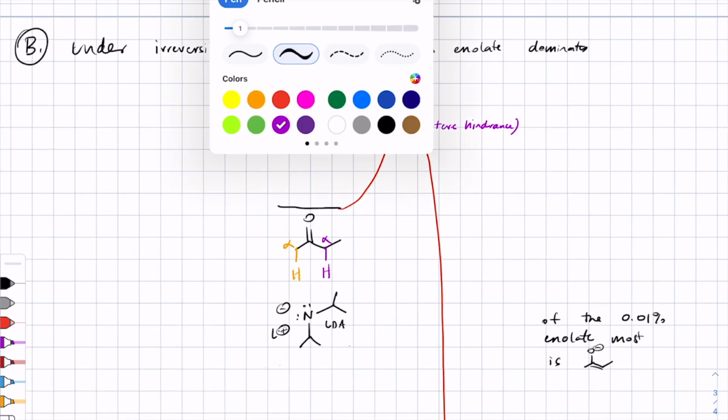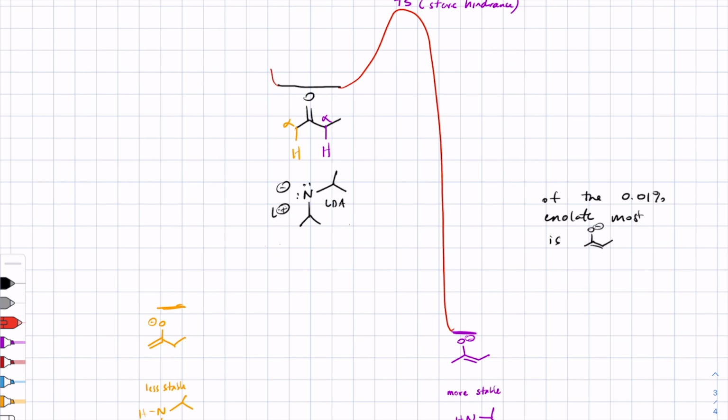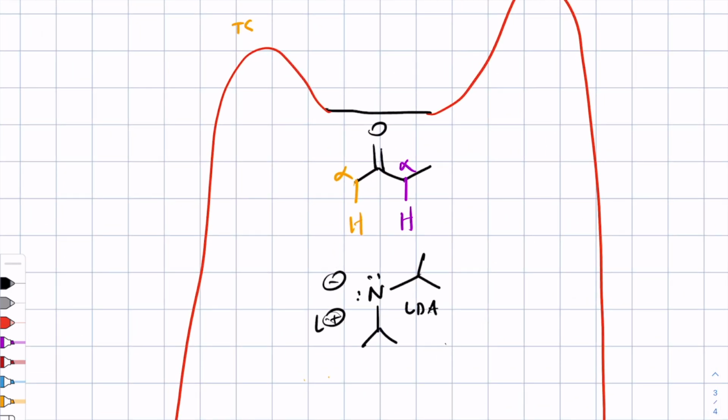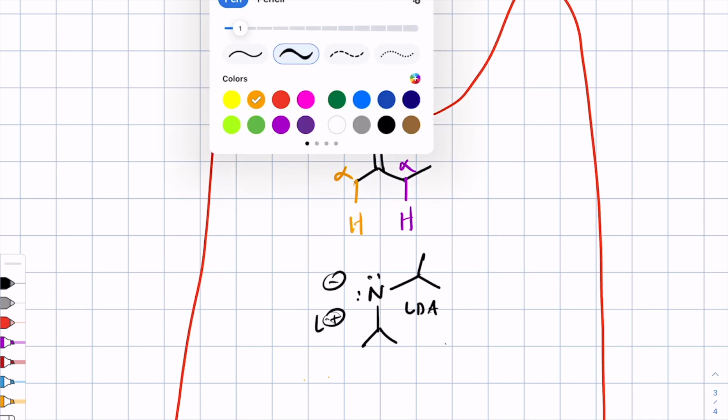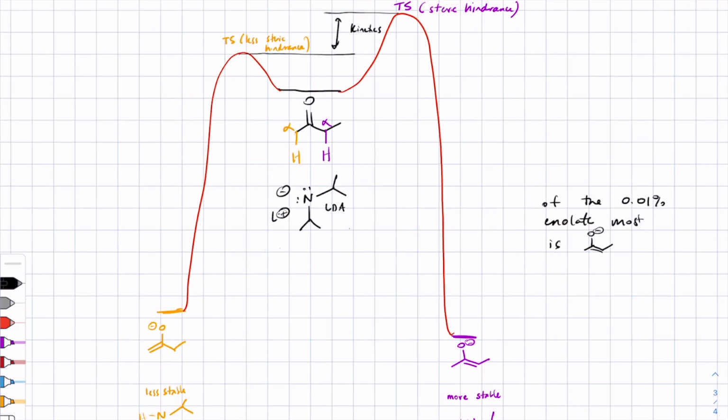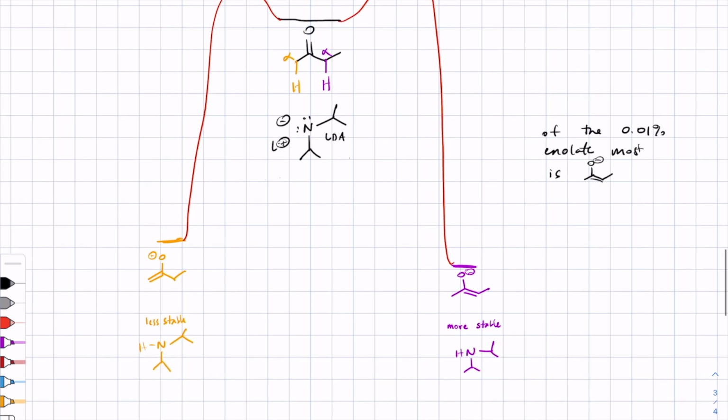And then the orange transition state we'll simply draw as being the lower in energy pathway. And that transition state's lower in energy because of less steric hindrance. And so the difference in energy between these two lines is essentially a kinetic issue. And it tells you that the orange enolate forms fastest.